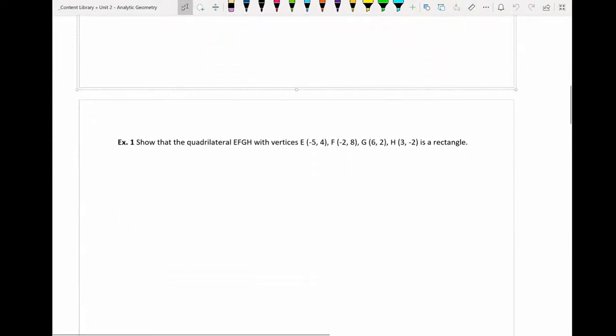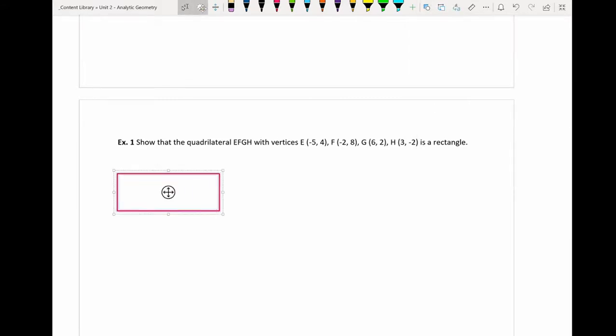So let's go through some examples just to get an idea of what we would have to do. In example 1, show that the quadrilateral EFGH with vertices E(-5, 4), F(-2, 8), G(6, 2), and H(3, -2) is a rectangle. So what we want to do first is draw a rectangle. It doesn't matter how big it is or what it looks like. All we're doing is drawing a rectangle to help us visualize where the vertices are.